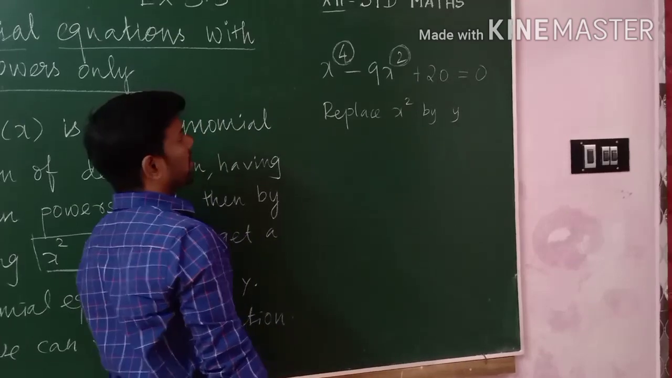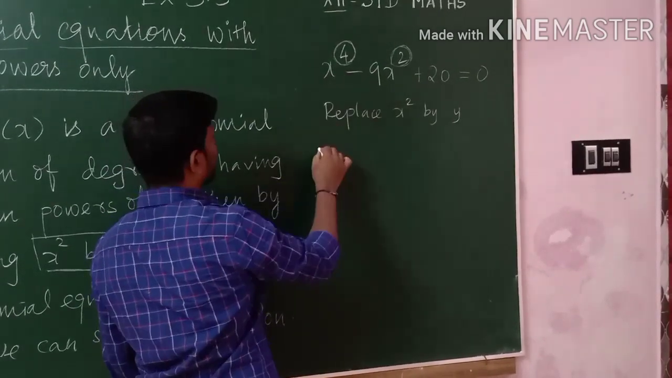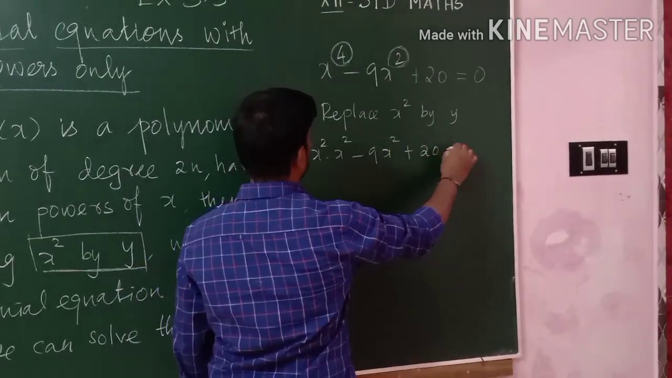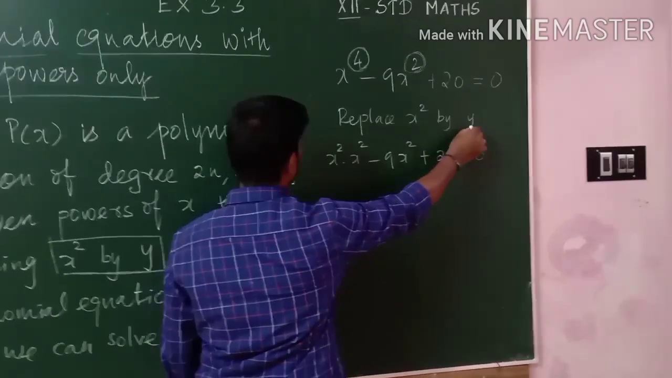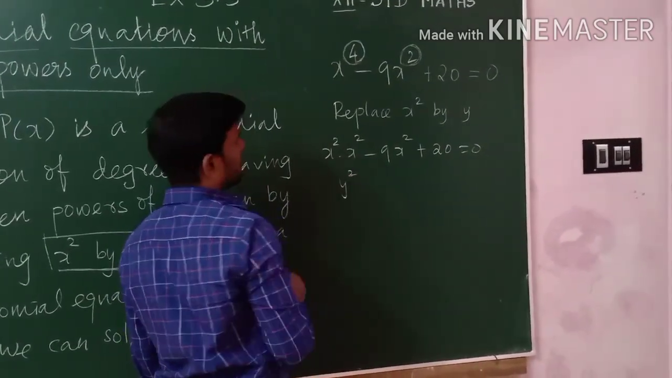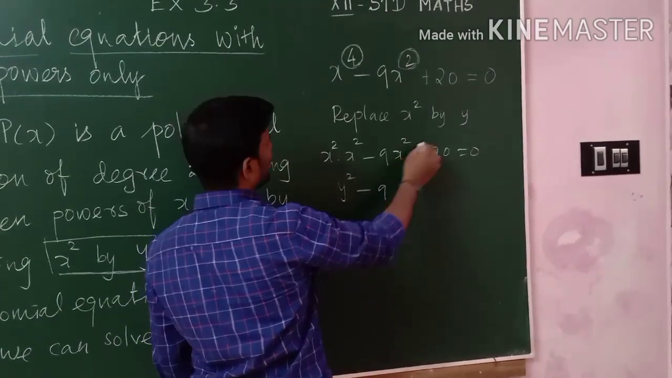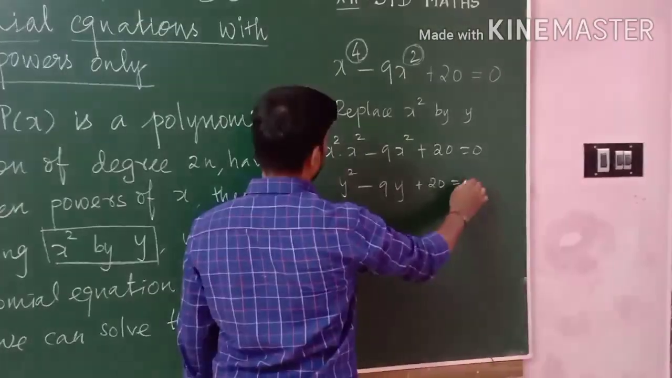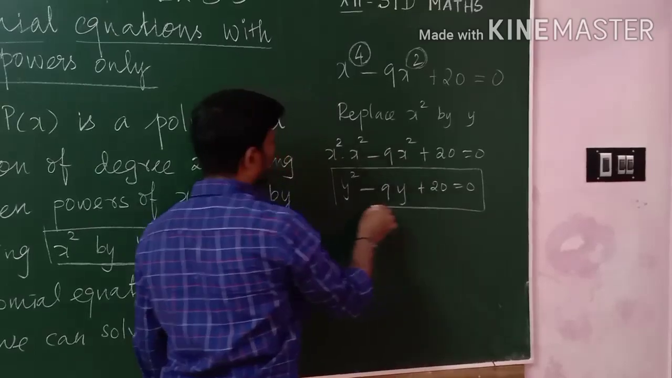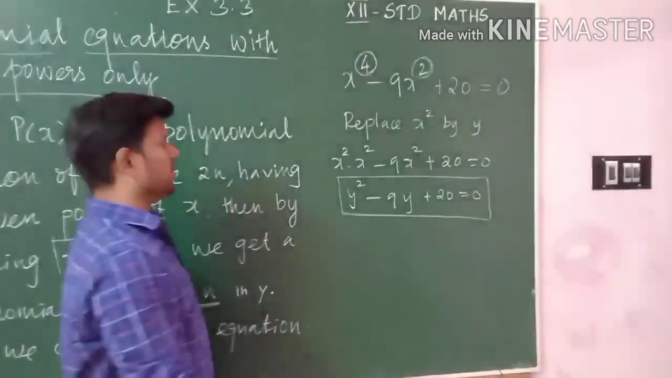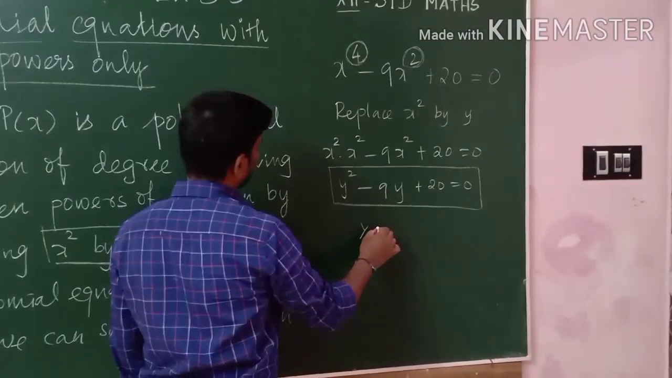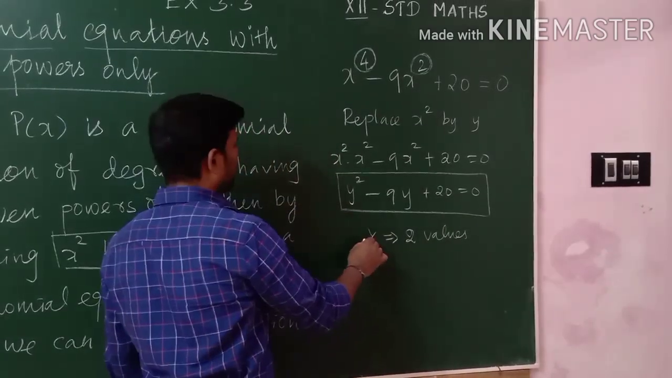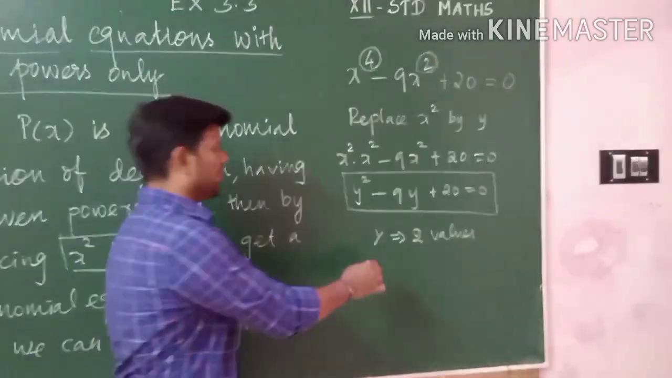So wherever x square comes, what should we do? Replace it, replace it with y. This x power 4 can be written as x square into x square, minus 9x square plus 20 equal to 0. So x square we have to take as y. So y into y, y square, minus 9 x square, we replace with y, so y square minus 9y plus 20 equal to 0. So this is our polynomial equation. When you solve this polynomial equation, we will get the values of y. How many values will we get for y? 2 values. Right? So with those values of y, we can replace x square and solve easily.